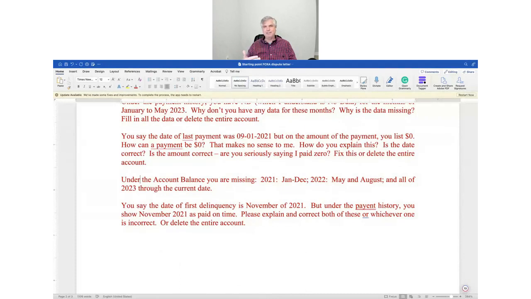But I just wanted you guys to see just a very simple way. Some people, I think, overcomplicate this. They make you think you have to quote the law, quote the Metro 2 2022 version of the CDIA guide. You don't need any of that. It's just you're pointing out, here's what's missing, here's what's inaccurate. Fix it or delete it. It's pretty simple. That's all we're doing here.